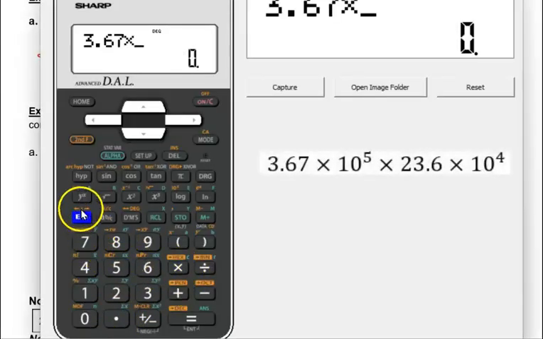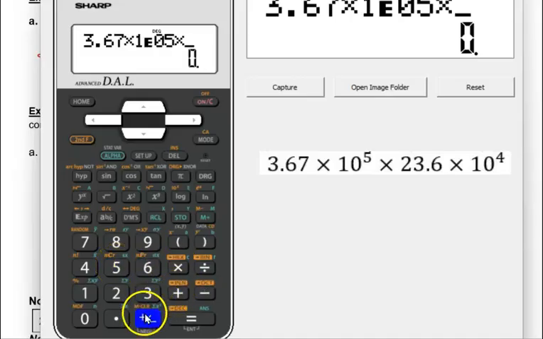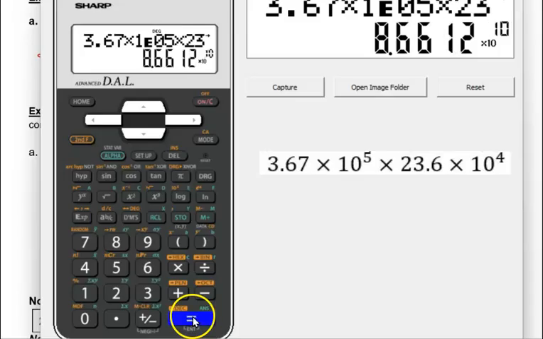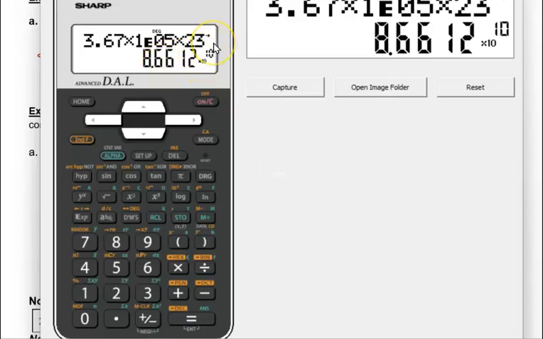I've got 3.67 times, and I'm going to use this exp button, and see it's got times 10 to the 5, times 23.6, the exp button again, 10 to the power of 4, and that gives me this. In this case, it has already given me 8.6612 times 10 to the power of 10. But now I have to reduce that to 4 significant figures. So 1, 2, 3, 4. Because the critical digit is 2, that'll be 8.661.